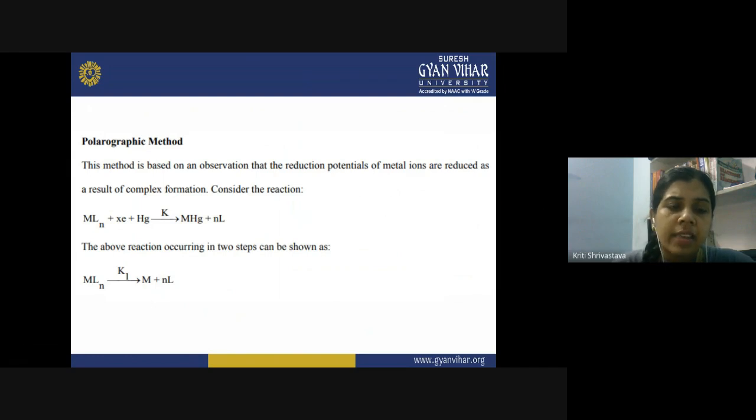Then another very important method which we can use for the study of metal complexes is the polarographic method. This method is based on an observation that the reduction potential of a metal ion is reduced as a result of complex formation. So let us consider a reaction here: MLn plus Xe plus mercury. The stability constant would be K, and the metal goes into amalgam with the mercury, and the ligand gets free here.